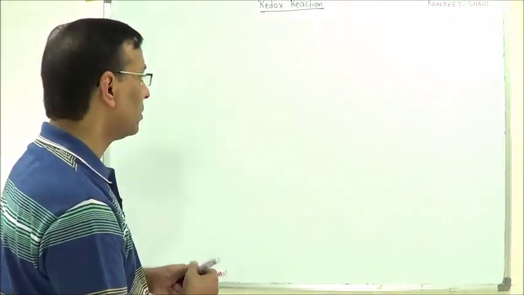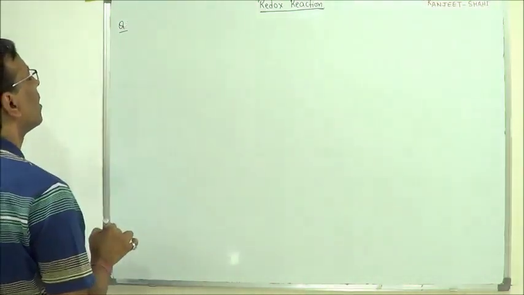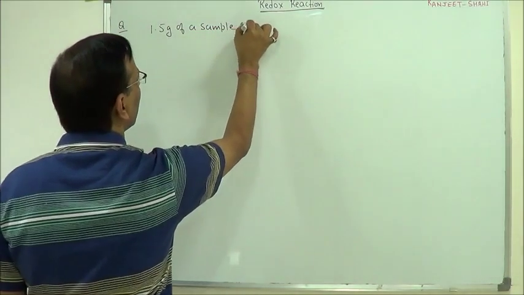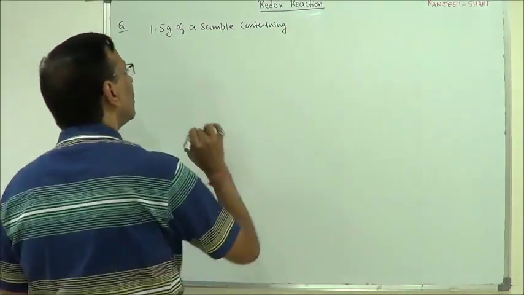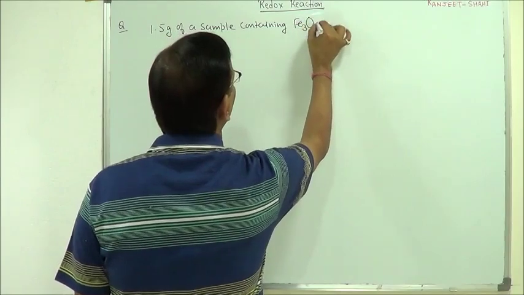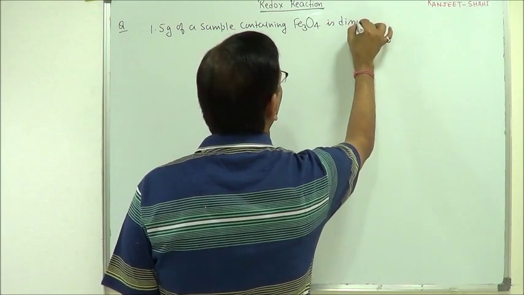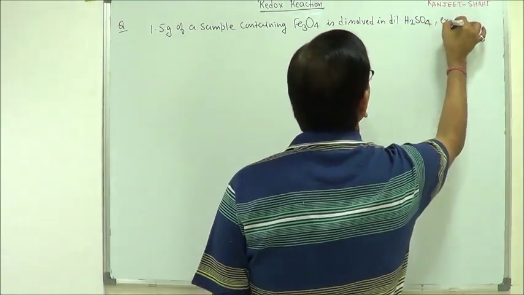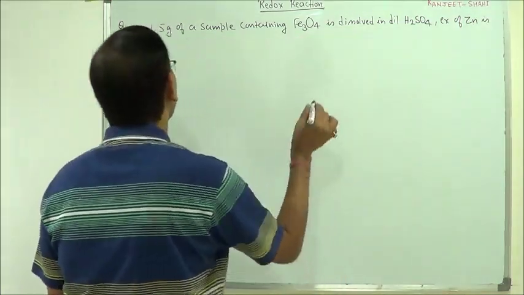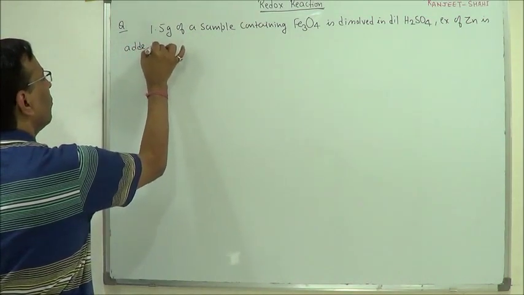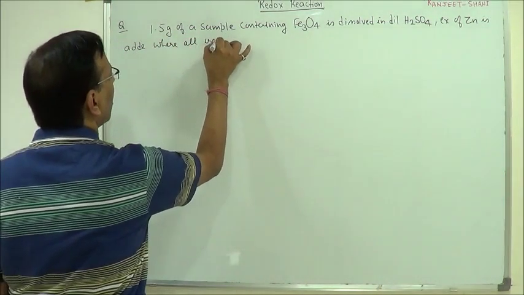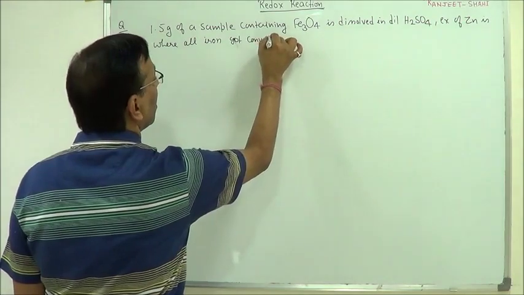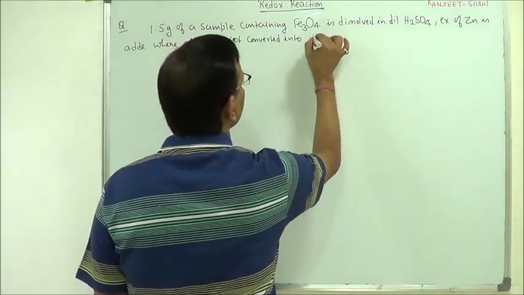So now let us imagine a situation. Say 1.5 gram of a sample containing Fe3O4 is dissolved in dilute H2SO4 and excess of zinc is added, where all iron got converted into ferrous ion.